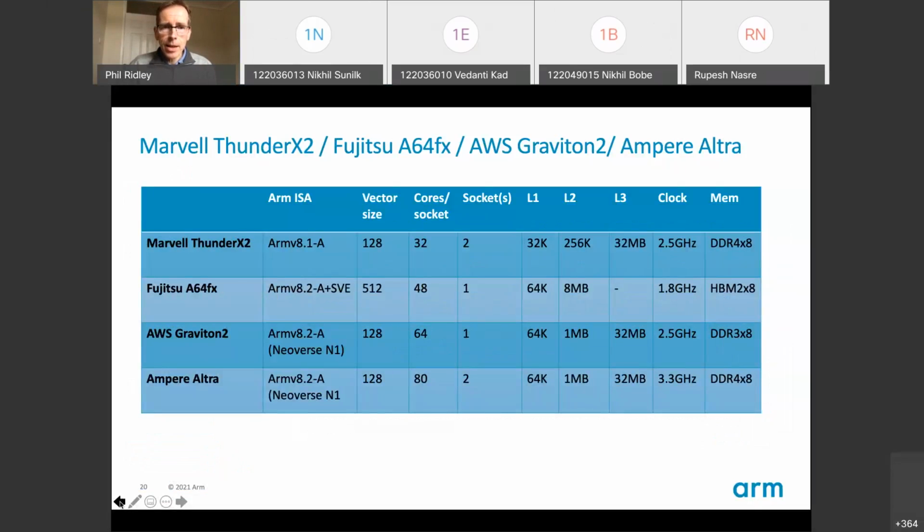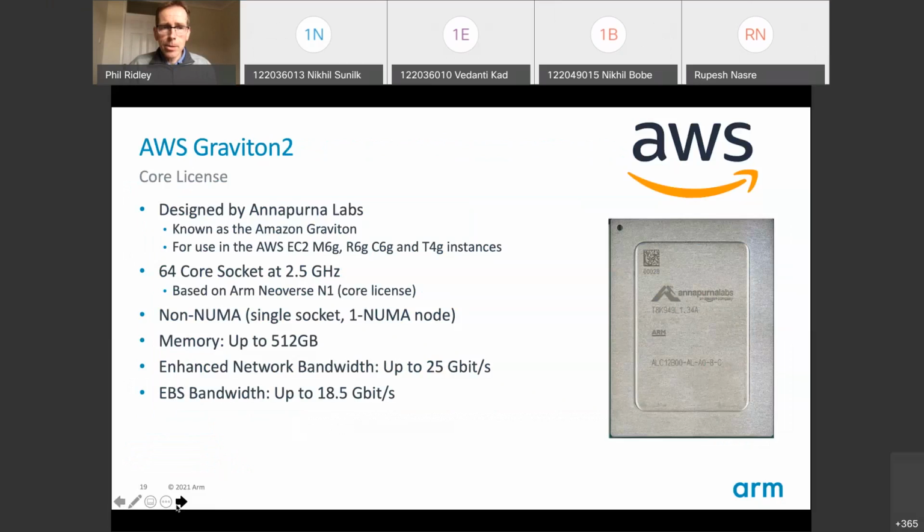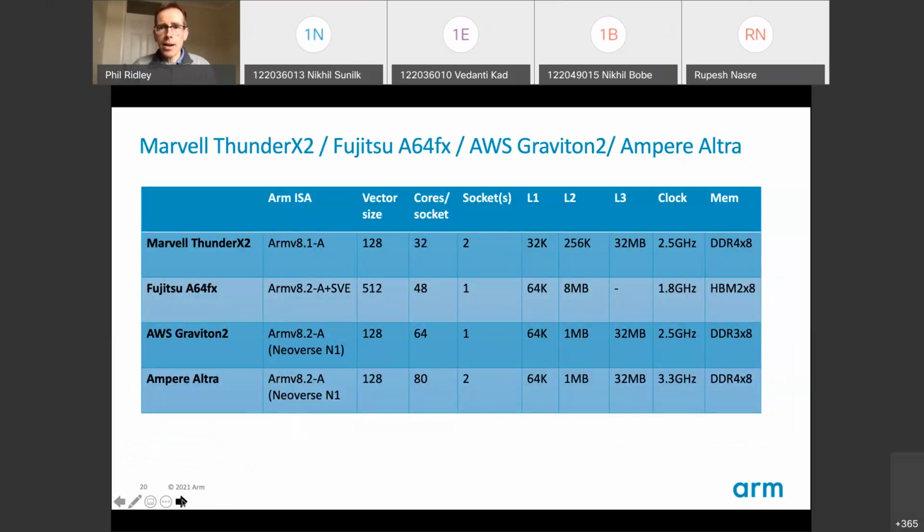So did you get the slide from AWS Graviton 2? Yeah, it was only a few seconds we lost, but otherwise it was all good.